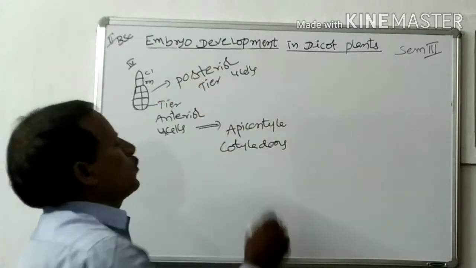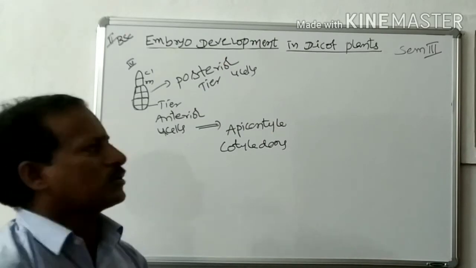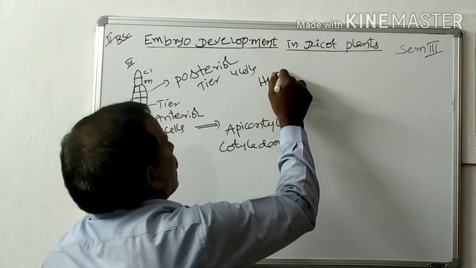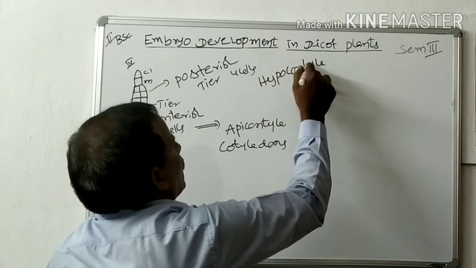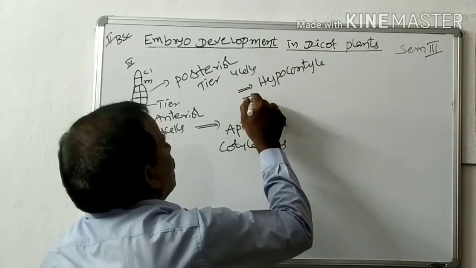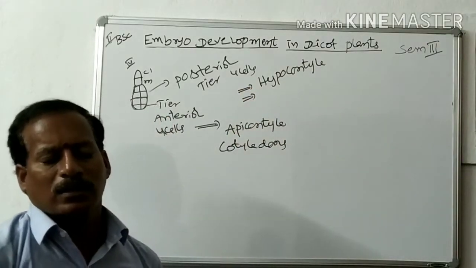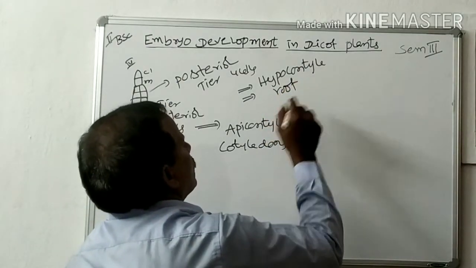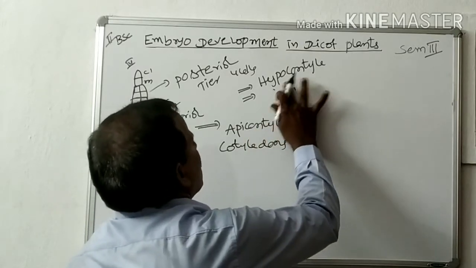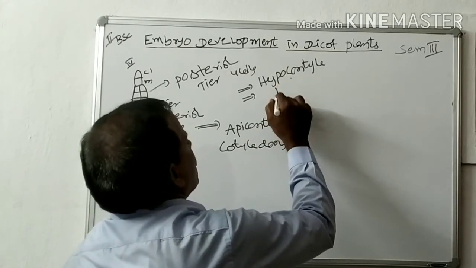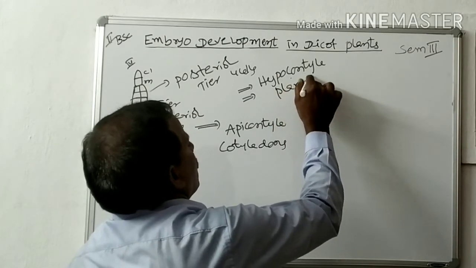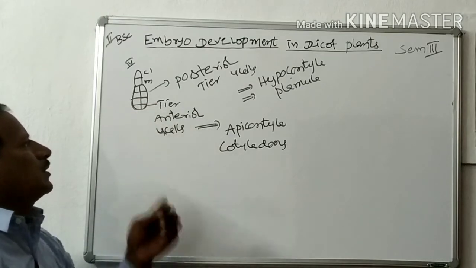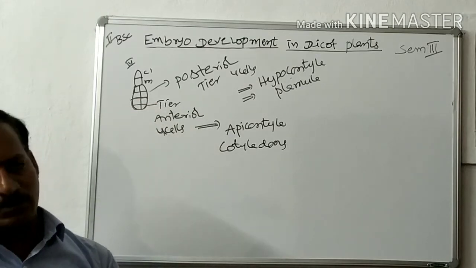In the same way, the posterior cells divide and produce hypocotyl and root pods, hypocotyl and plumule. Okay, so this is the role of the posterior tier and anterior tier cells.